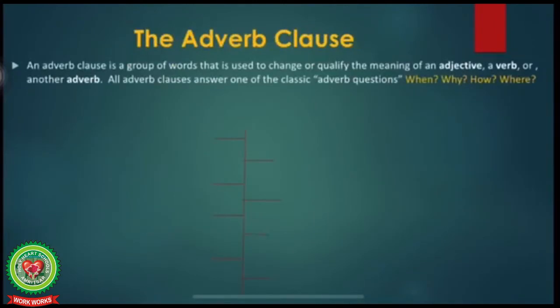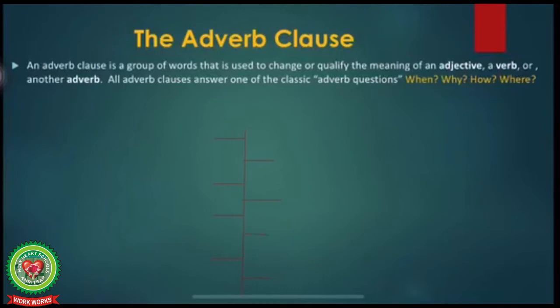So students, I hope you have understood adjective clause. Now let us understand what is an adverb clause. An adverb clause is a group of words that is used to change or qualify the meaning of an adjective, a verb, or another adverb. All adverb clauses answer one of the classic adverb questions: when, why, how, where. So basically it does the work of an adverb in a complex sentence.